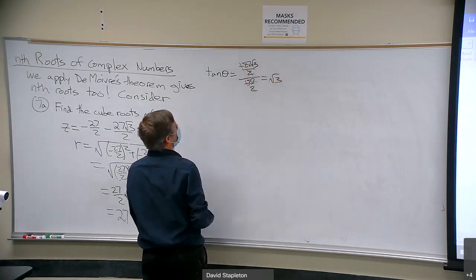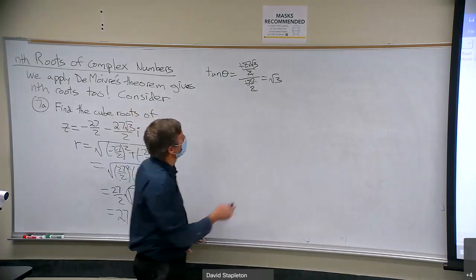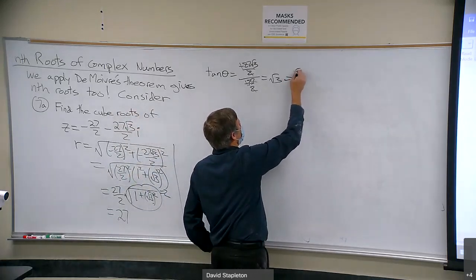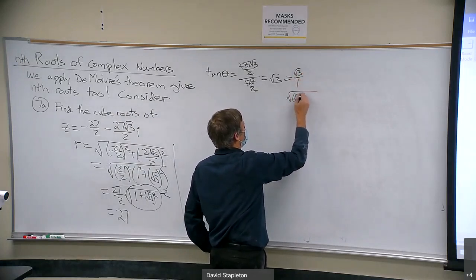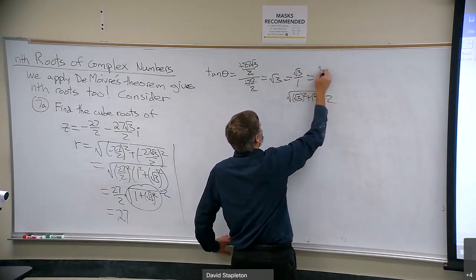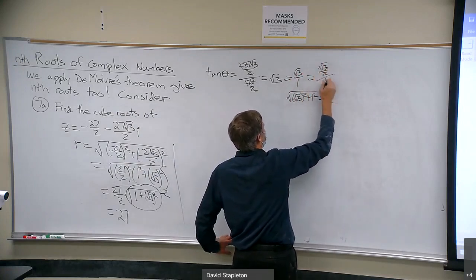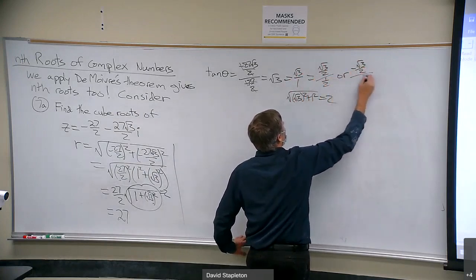Well, what is theta if tangent theta is square root 3? Remember how to do that? Solve tangent theta equal a number. Divide it as a quotient. Divide top and bottom by the root sum square, which is 2. Divide: square root 3 over 2 over a half, or you can put negative that, right? Minus square root 3 over 2 over minus a half.